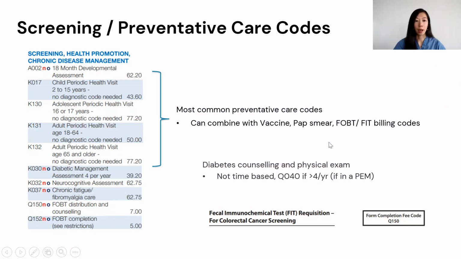Some of these codes, like the FIT, for example, will have a little box at the corner of the form to remind you of what to bill. So make sure you pay attention to those boxes.